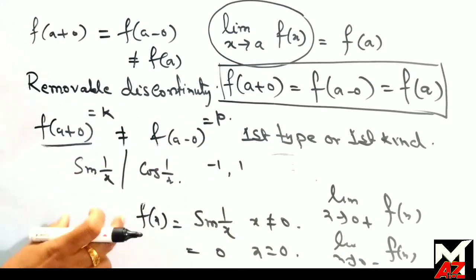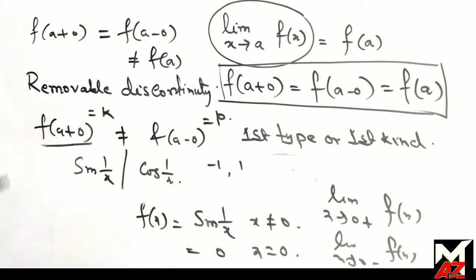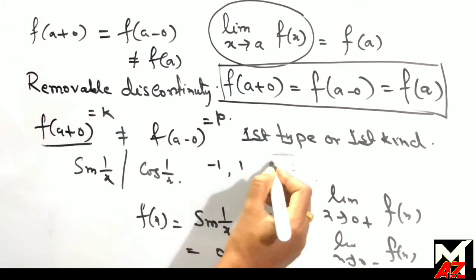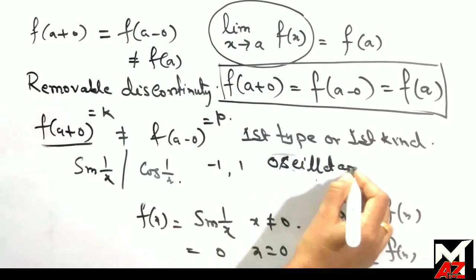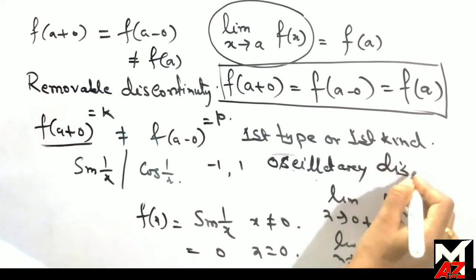So this type of discontinuity is also called oscillatory discontinuity.